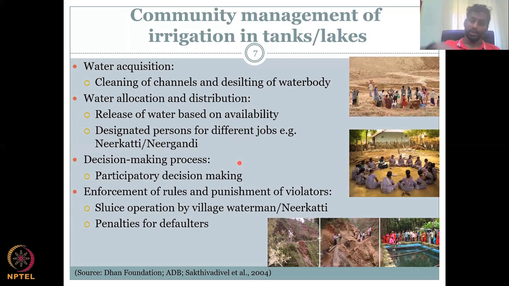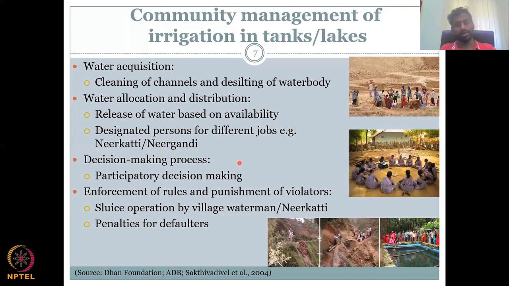So where the gates are opened and closed, not by individuals, but by a person who's designated from the community to do it. And penalties for defaulters. For example, the Neerkatti would say, okay, I'm opening the gate. You will get water for 8 hours. If the defaulter is just using more water, let's say 9 hours, then he or she is taking water from the other farmer. So these kinds of penalties for defaulters can be imposed by the Neerkatti or the village waterman. And those are nominated by the community farmers.